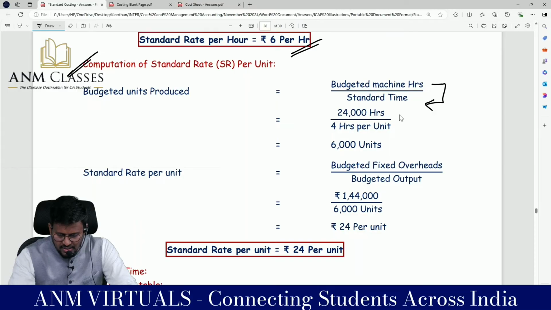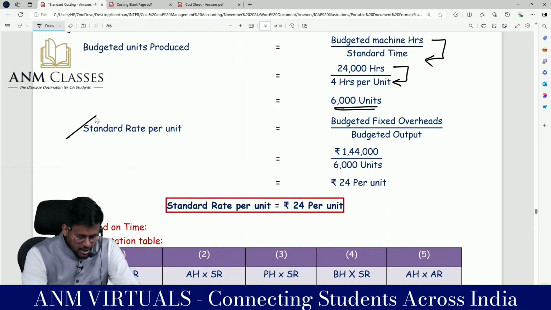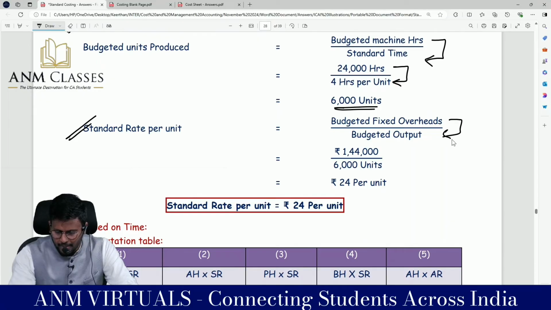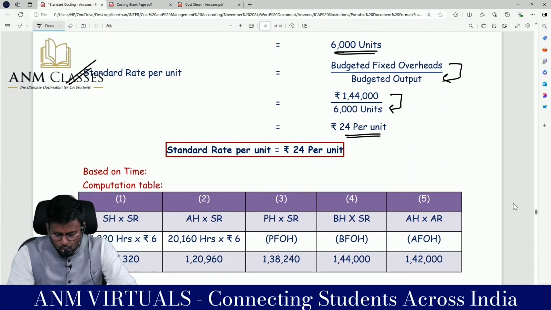So BO is equal to 24,000 divided by 4, which comes to how many units? Standard rate per unit is equal to BFOH divided by BO, that is 1,44,000 divided by 6,000 units. So there itself we can find out the standard rate per unit.